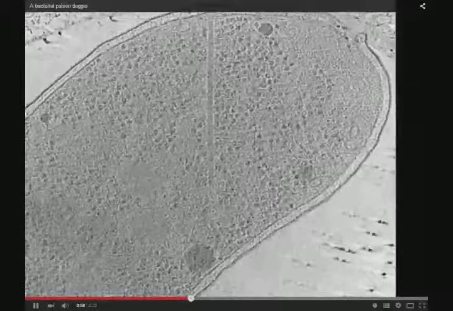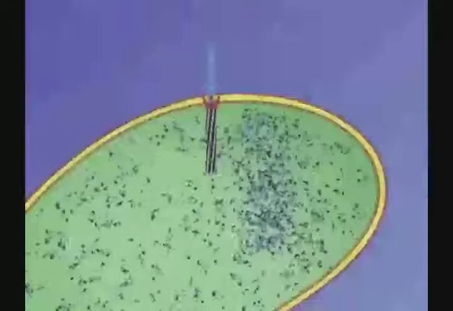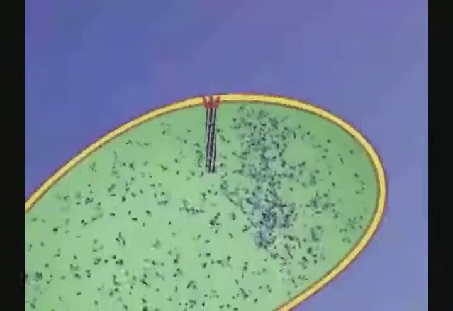As seen here. Our data suggest that the type 6 secretion system is like a spring-loaded dagger. That means a contractile outer sheath surrounds an inner tube. Following some unknown signal, the outer sheath contracts, pushing the inner tube out of the cell.